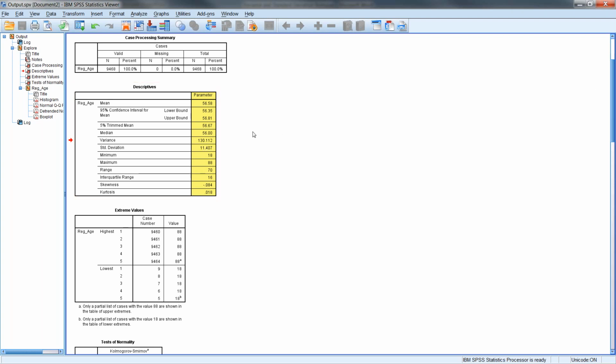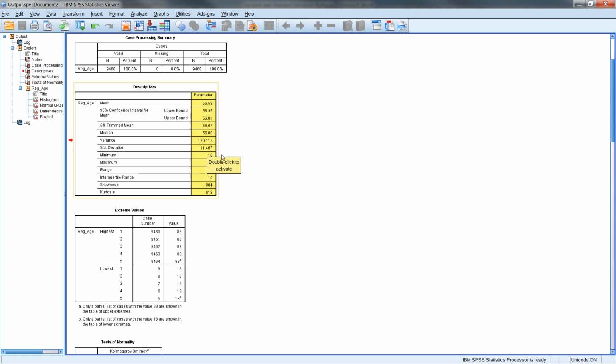So if I was to multiply this 11.407 times 3, it's about 34.22. So what I could do is take that 34, add it to the 56. That means 90 should probably be my highest value, because that's 3 standard deviations higher. Or I can subtract it, 56 minus the 34 or so, and that's about 22. So I would be expecting my data to be somewhere between 22 and 90, to actually be within plus or minus 3 standard deviations from this mean.